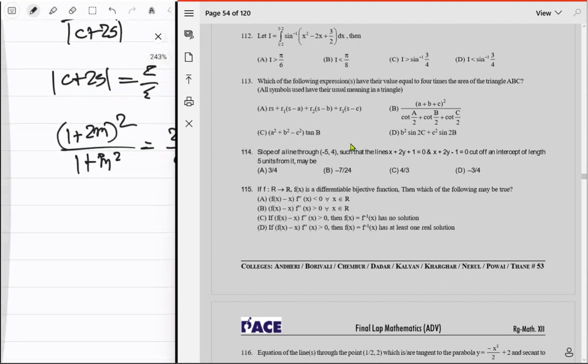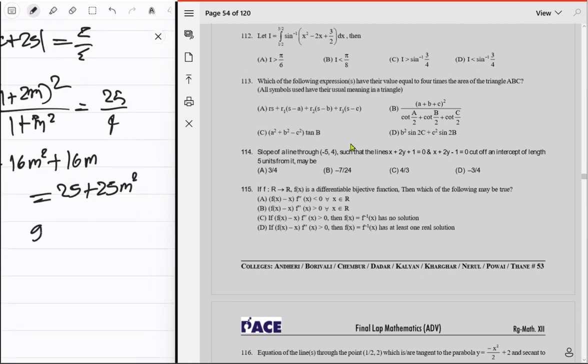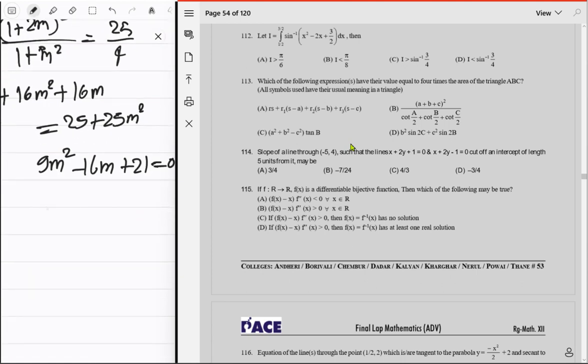Yeah. So just 4 plus 16m squared plus 16m is equal to 25 plus 25m squared. That means 9m squared minus 16m minus 21 equal to 0, right? Yeah. So you want the values of m. 21 and 9. Okay. Very interesting. Both are odd. Okay, got it. We can do this. 27 and 7. No. 3 and okay, that's just too big.